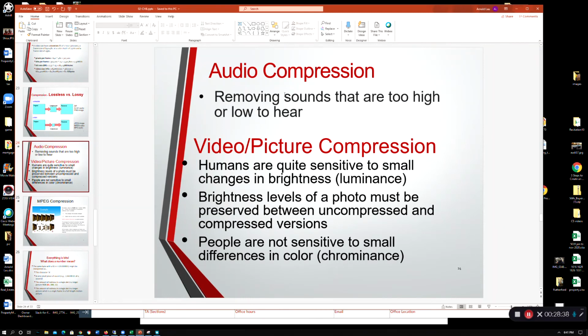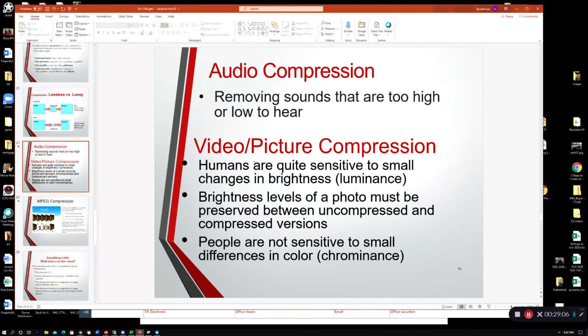But keep in mind, when I say I'm removing sounds that are too high or too low to hear, it still means that it's not the original sound, right? So I am having a lossy compression, even though I can't tell, I can't hear it, it's still lossy compression. So keep that in mind. That's sort of like a little bit of a trick question, right? So remember that on the sound side of things.